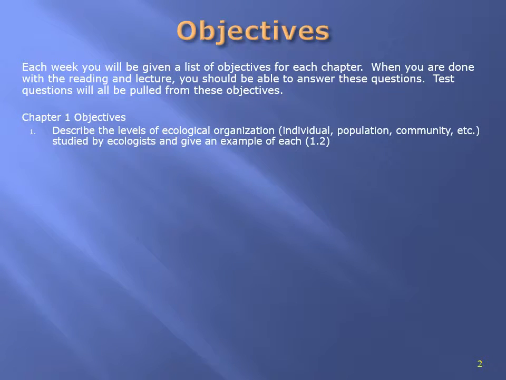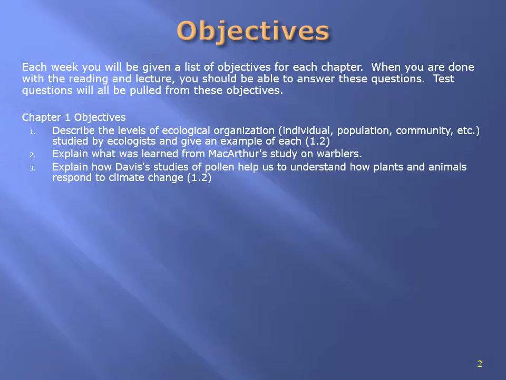So for this week's objectives, number 1, describe the levels of ecological organization. For example, moving from an individual to a population to a community, and what these mean, and be able to give an example of each. Explain what was learned from MacArthur's study on warblers. Explain how Davis's studies of pollen help us to understand how plants and animals respond to climate change. List the steps of the scientific method.